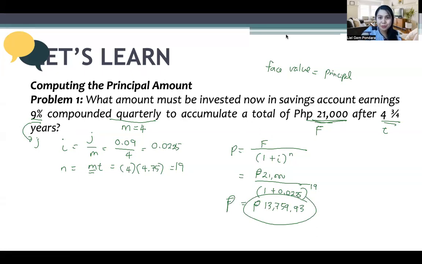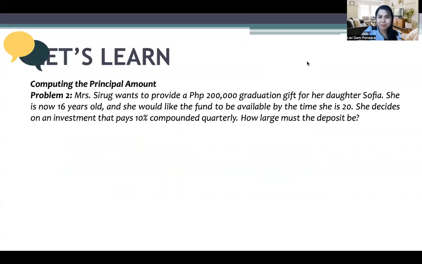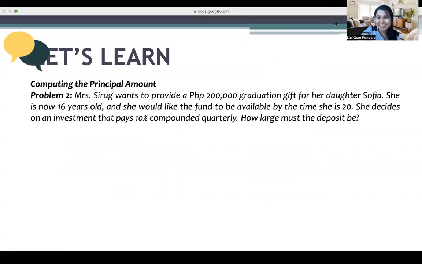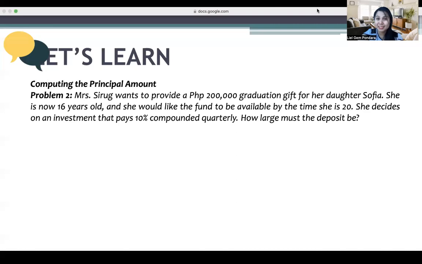Okay, I'll give you time to do the second problem. Ready? 2 minutes. Start. Let me read the problem while you're solving it. Mrs. Surug wants to provide a 200,000 graduation gift for her daughter, Sophia. She is now 16 years old and she would like the fund to be available by the time she is 20. She decides on an investment that pays 10% compounded quarterly. How large must the deposit be?